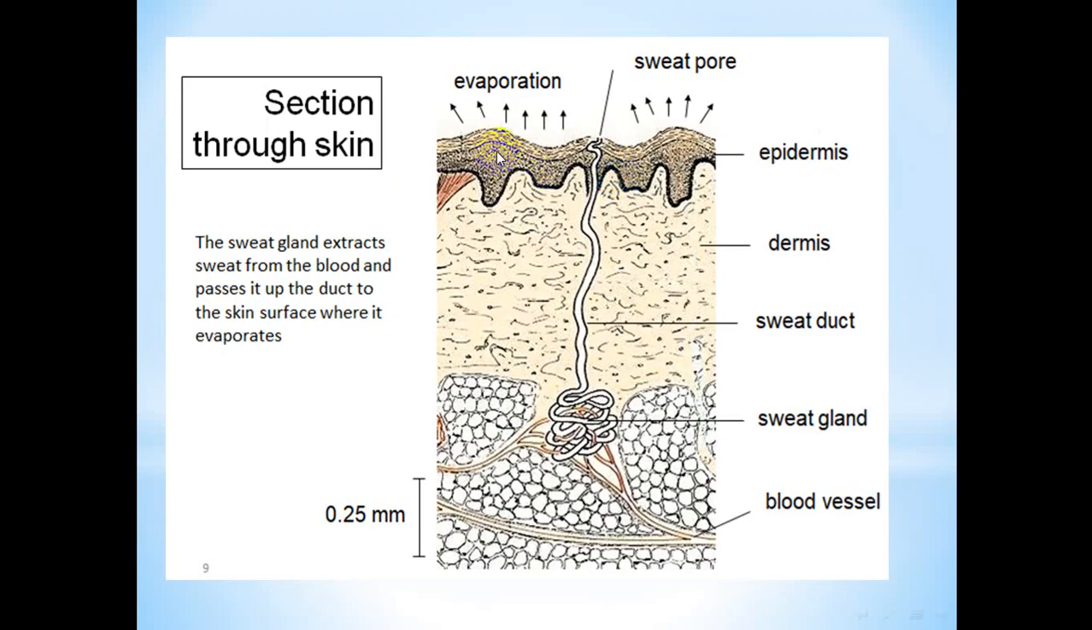This figure shows the section through the skin of a sweat gland, the sweat pores, and evaporation on the outer surface of the skin. هنا السويت duct والسويت gland والblood vessels تكون قريبة من السويت gland. The sweat gland extracts sweat from the blood and passes it up the duct to the skin surface where it evaporates. إذن هي تنقل لنا السوائل من الدم إلى surface الجلد ويبدأ عملية التبخر.